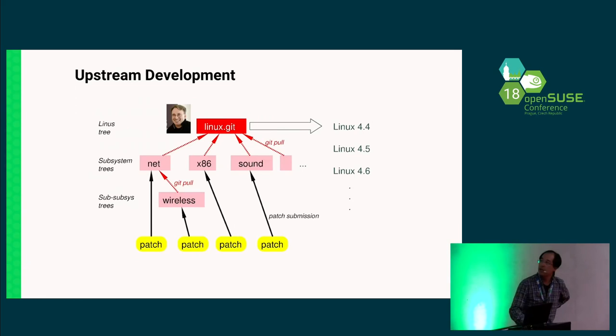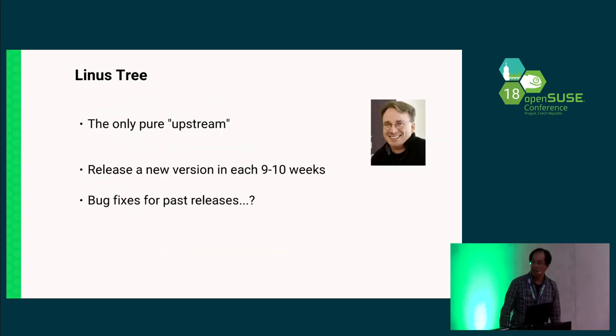The upstream development is something like that. So many people, literally thousands of people, contribute kernel patches, and they are evaluated, reviewed, and merged in each subsystem or sub-subsystem tree. And they eventually go up to the one unique tree, the Linux tree, that is managed by Linus Torvalds himself. Strictly speaking, this is the only pure upstream tree. Sometimes we see other trees, like subsystem or sub-subsystem trees, also called upstream, but strictly speaking, this is upstream. And Linus releases a new Linux kernel version every 9 to 10 weeks, that is about 2.5 months.